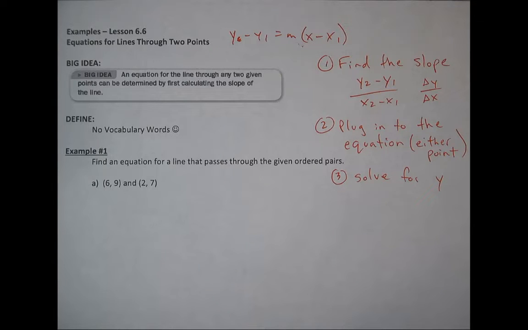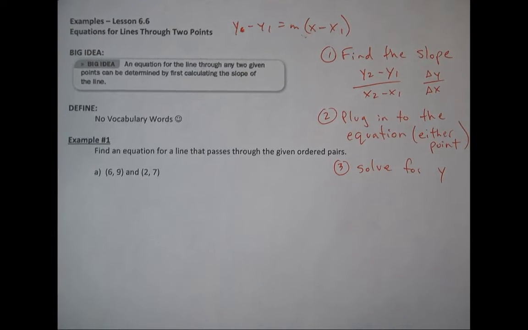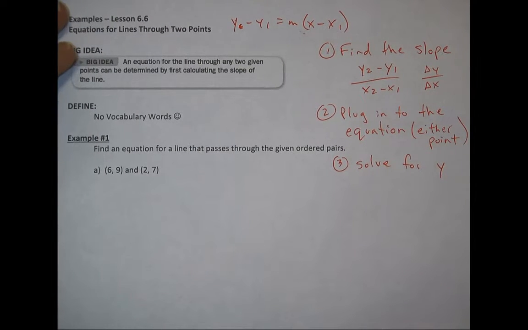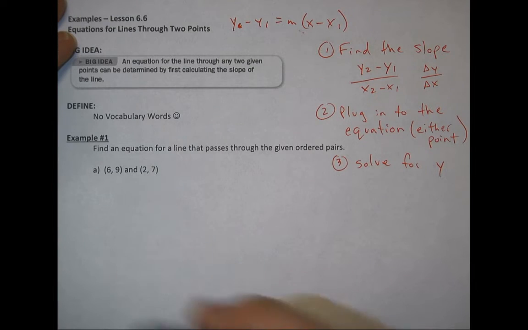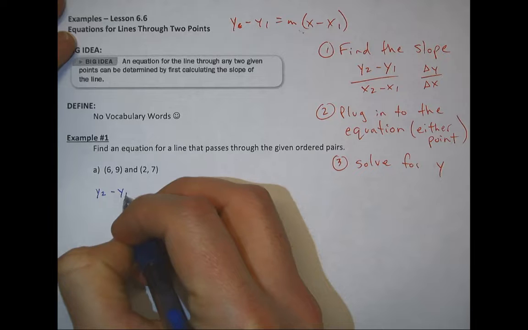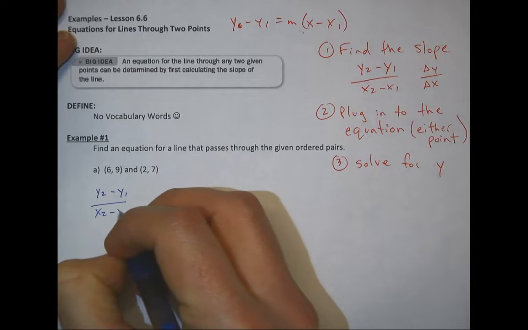All right, so if we look at example number 1, we're just going to run through these steps. Pretty straightforward. All skills that we've already mastered. Now we're just putting them all together. So first things first, we need to find the slope here. We can't write an equation without the slope. So we're going back to our slope formula.